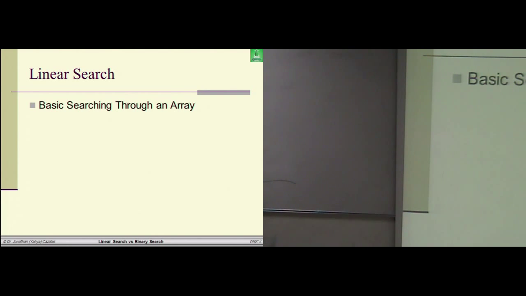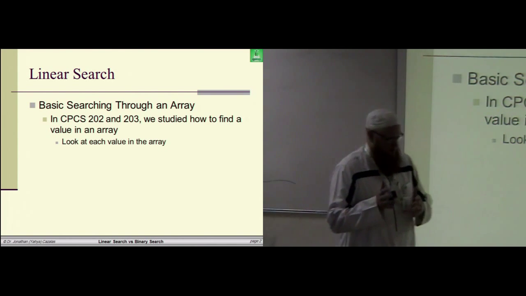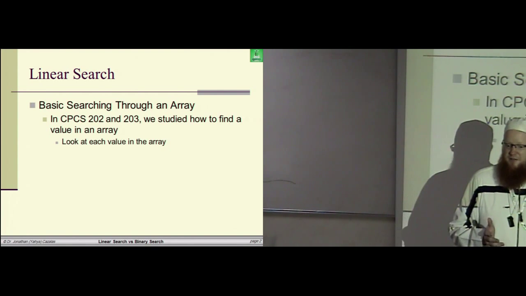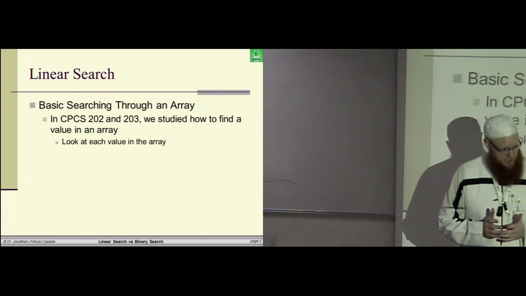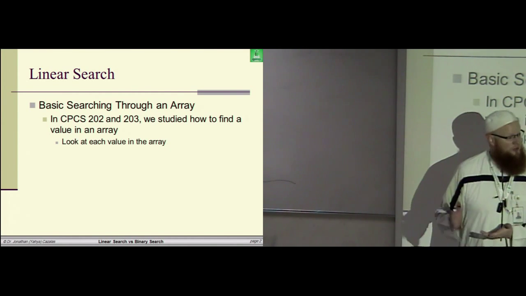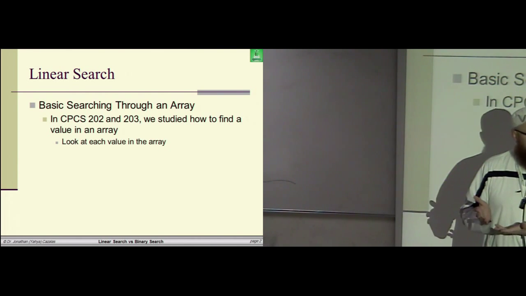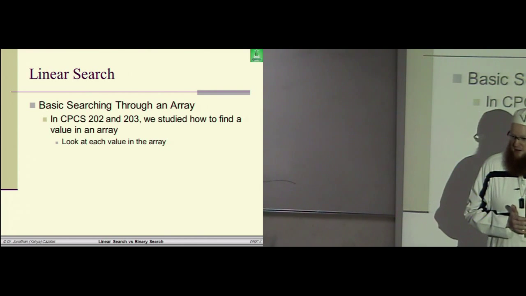The first searching algorithm we cover is linear search. This is something all of you already know, and you learned linear search in 202. So if you want to search through an array, what do you do? You start at the beginning of the array, index 0. If you have 100 values in your array, you start at index 0, and you iterate, you loop through, you traverse your array. You start at index 0, and you go until index 99.